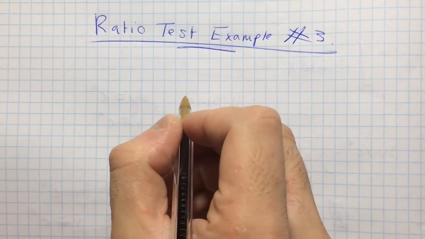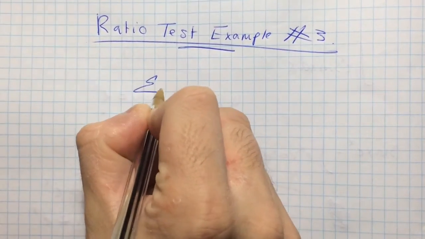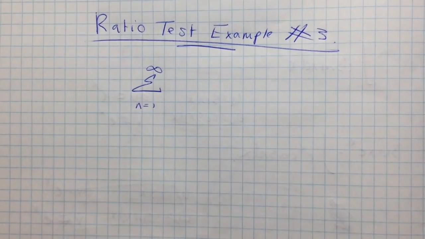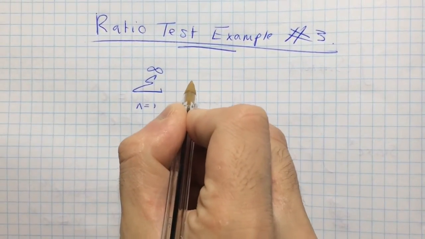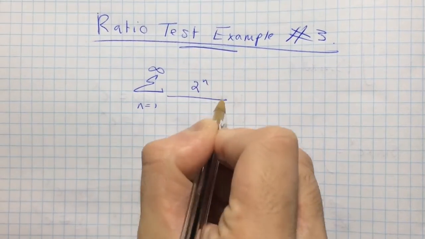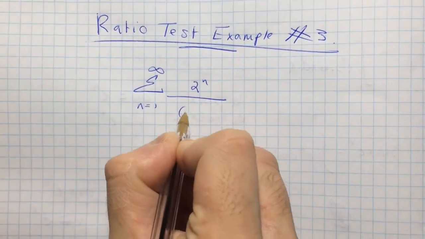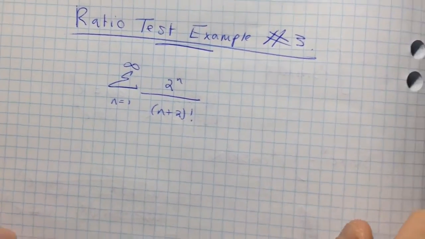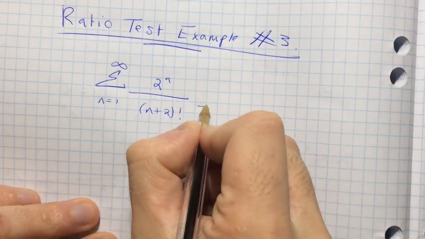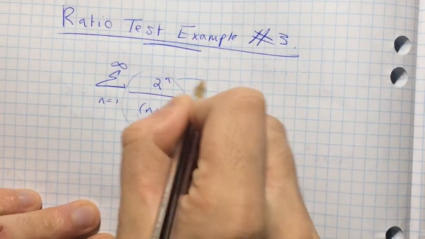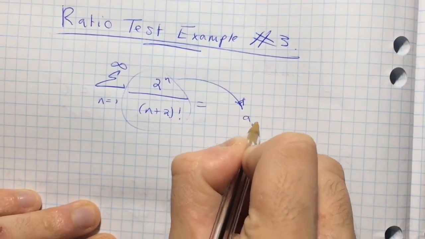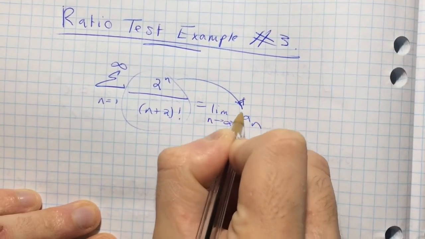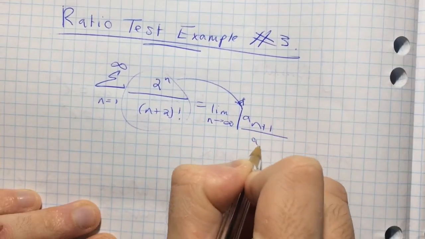So I'm going to have the series from n equals 1 to infinity of 2 to the n over n plus 2 factorial. Okay, let's get into it. So this is just equal to the limit as n approaches infinity of the absolute value of a sub n plus 1 over a sub n.